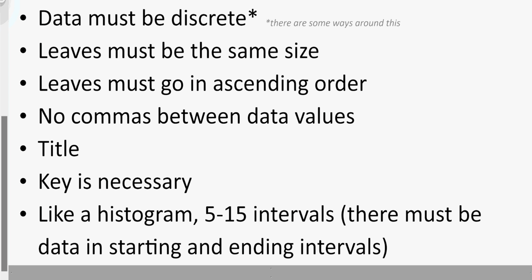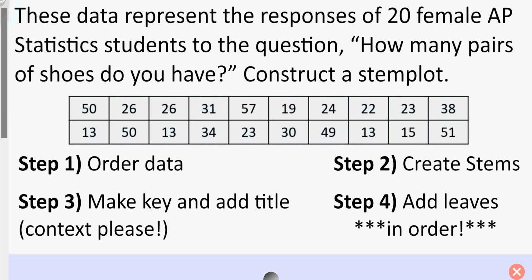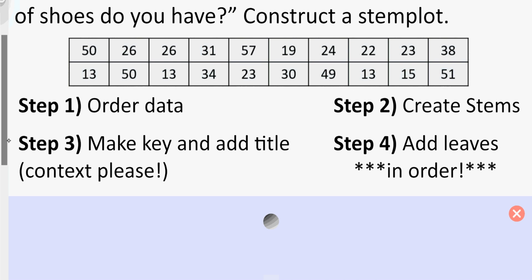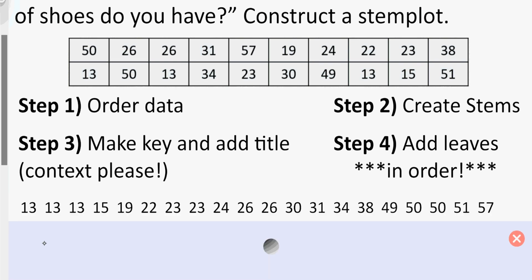So let's take a look at our first example, where we've got some data in responses to 20 female AP Stat students who answered the question, how many pairs of shoes do you have? So the data is there. That's the raw data. But to create a stem plot or a stem and leaf plot, we need the numbers in order from least to greatest. So step 1 is to order your data. Take them in order from least to greatest. And if I scroll down a little bit, I already did that. There's my data in order from least to greatest.